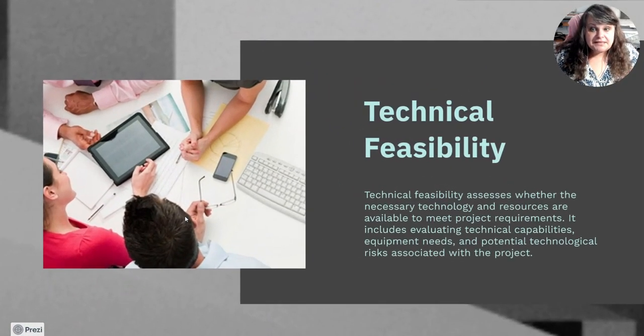Technical feasibility. Technical feasibility assesses whether the necessary technology and resources are available to meet project requirements. It includes evaluating technical capabilities, equipment needs, and potential technological risks associated with the projects.